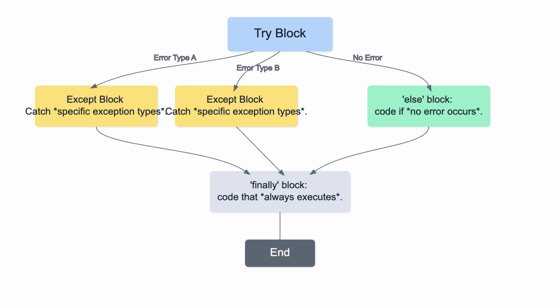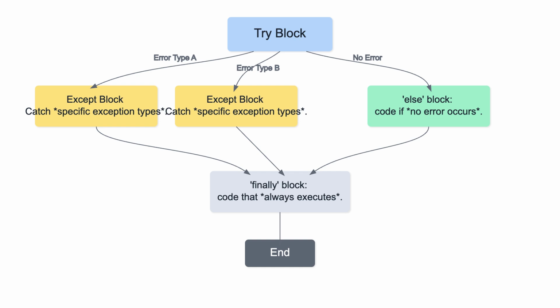The else block is a hidden gem. It executes only if no error occurs in the try block. This is perfect for code that should run exclusively upon successful completion of the try block, preventing it from executing if an exception was caught. Finally, the finally block is your cleanup crew. The code within finally will always execute, regardless of whether an exception occurred or not. It's ideal for releasing resources, like closing a file or network connection, ensuring your program leaves no loose ends.